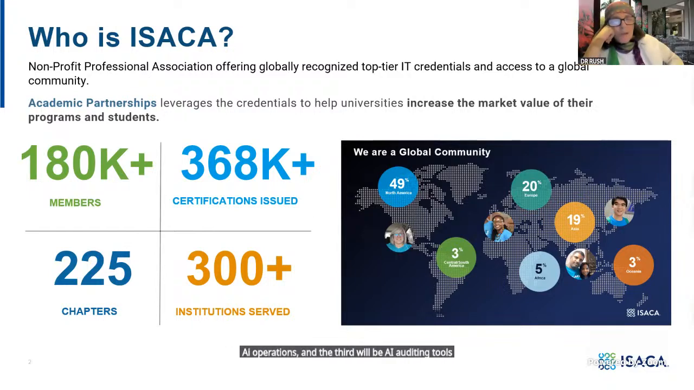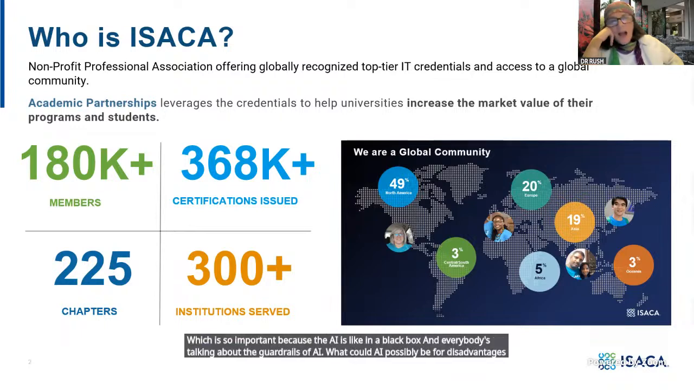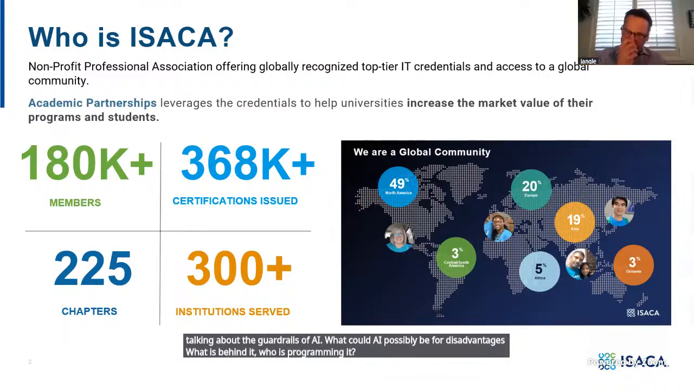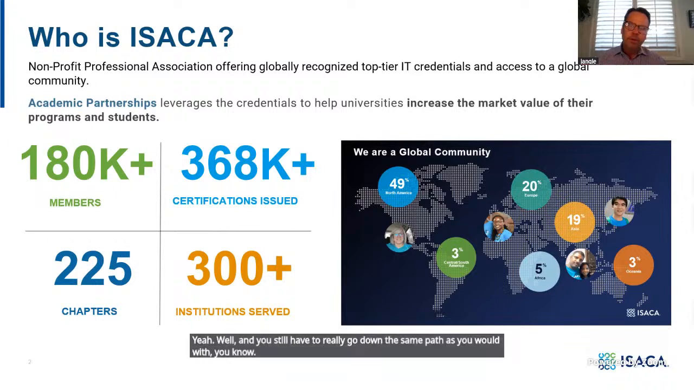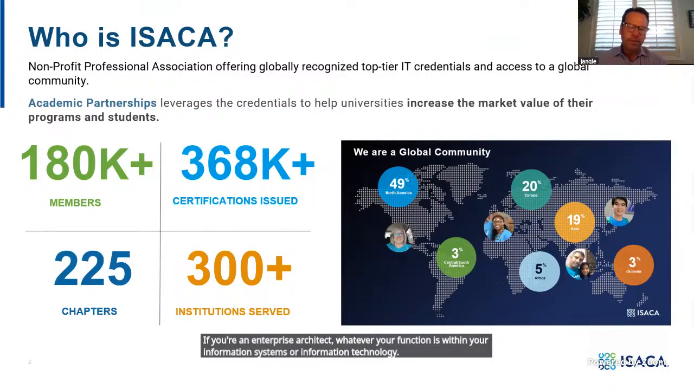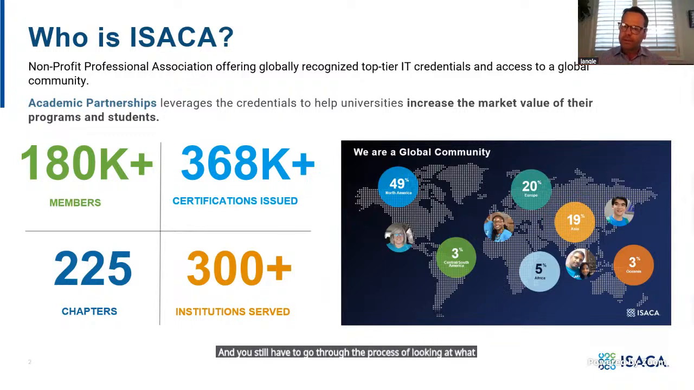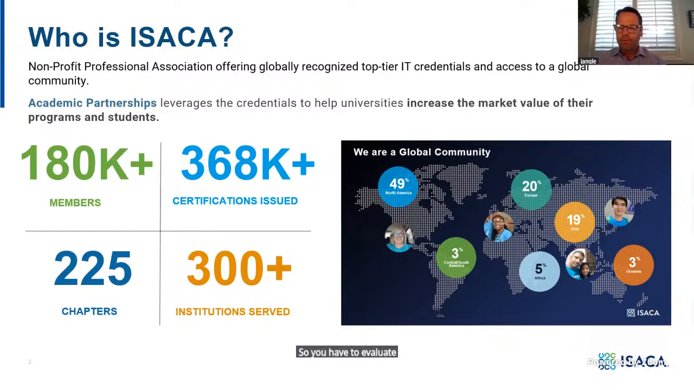Which is so important because AI is like a black box. And everybody's talking about the guardrails of AI. What could AI possibly be for disadvantages? What is behind it? Who is programming it? Yeah, and you still have to really go down the same path as you would if you're an enterprise architect, whatever your function is within your information systems, your information technology. You still have to go through the process of looking at what's the governance structure to use AI, what's the risk to the organization to use AI. So you have to evaluate the impacts it can have on all facets of the business.